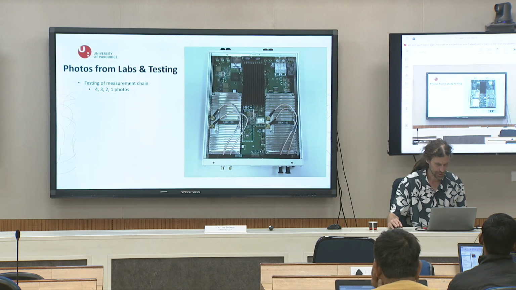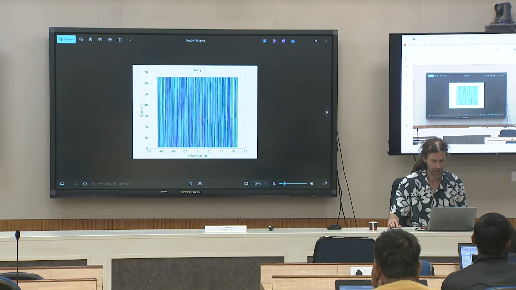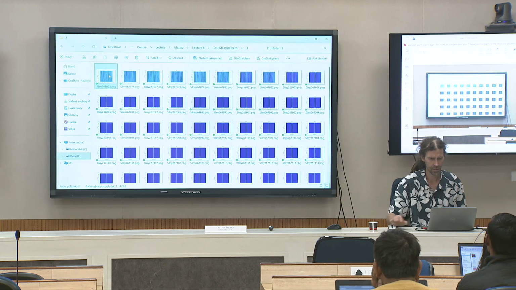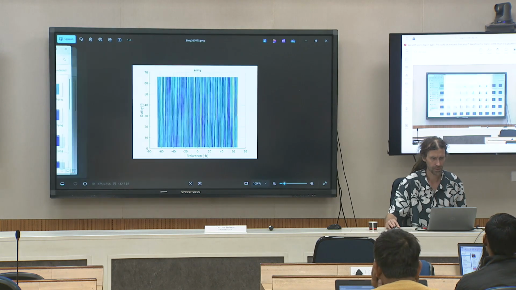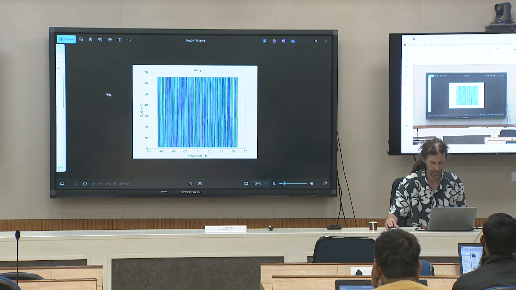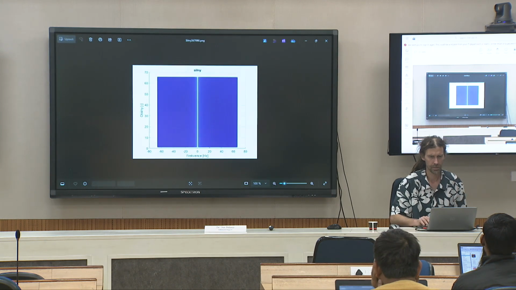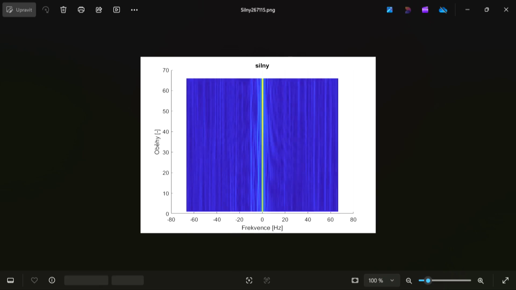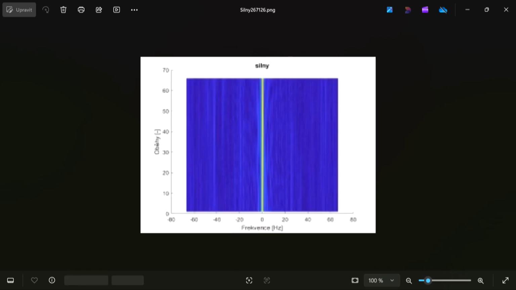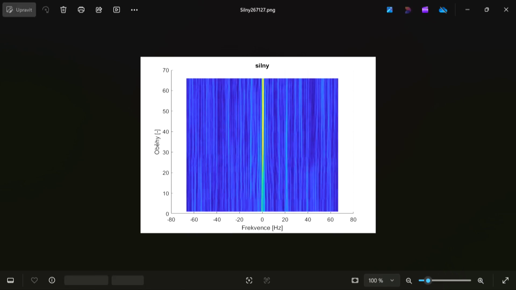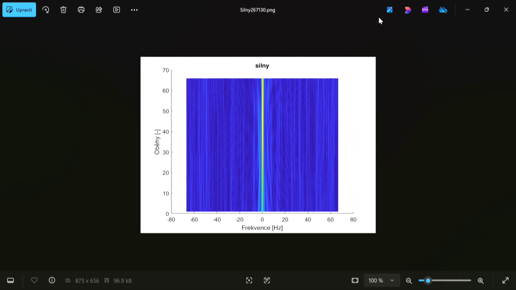And I will check the next one. I have 4 of them. I think this one is just static. Yes, you can see a static object and nothing else. It was a reflector, a corner reflector for the antenna, I think, just for a static object.